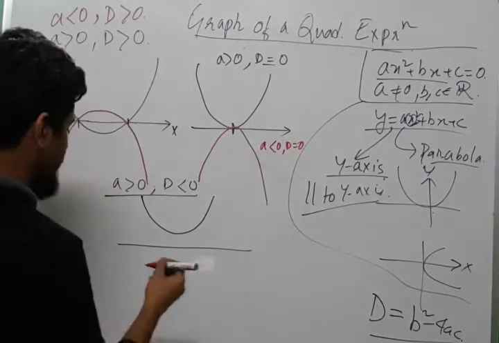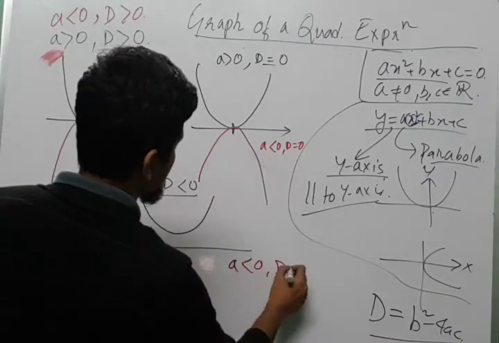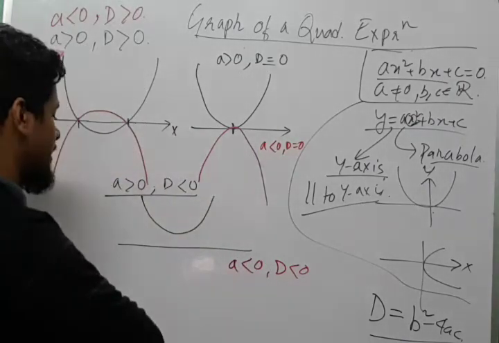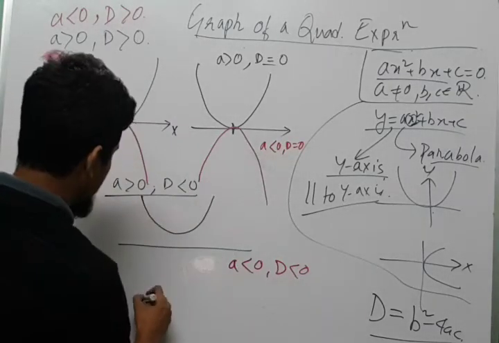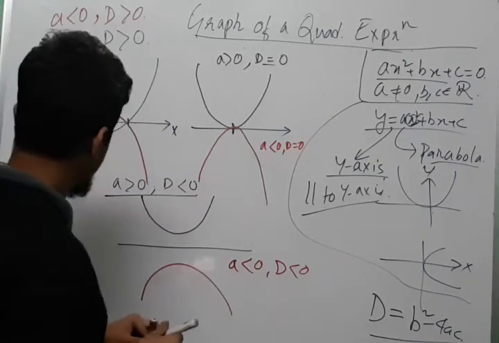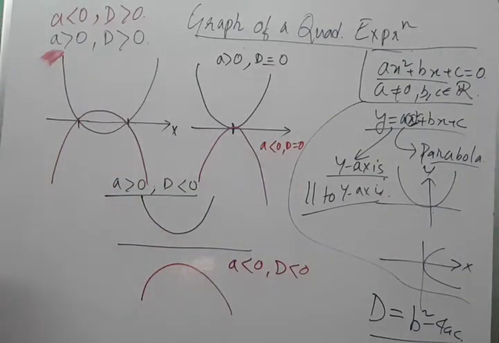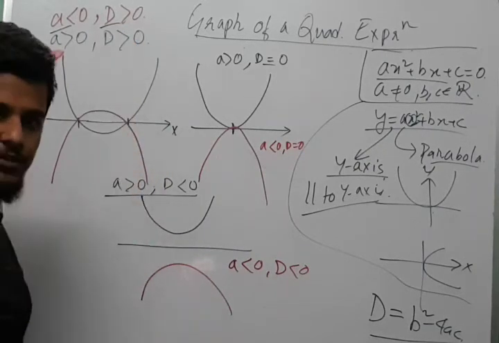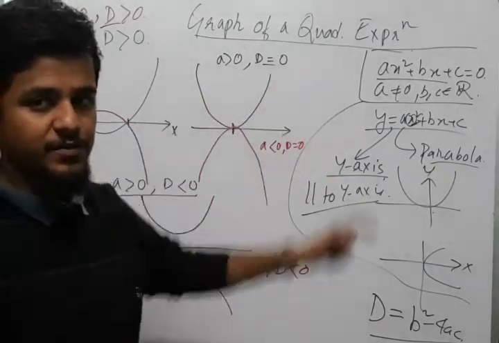And what happens when a is less than 0 and D is also less than 0? The same thing as in the earlier case: the curve will be inverted like this, but it will not intersect the x-axis. These are the concepts applicable depending upon the value of a and the value of the discriminant. So these are the various kinds of graphs that you can create of a quadratic expression.